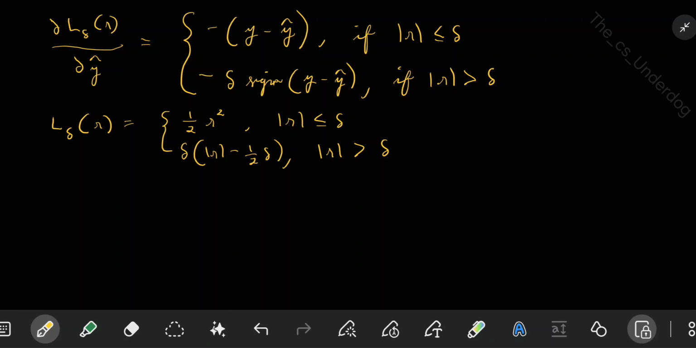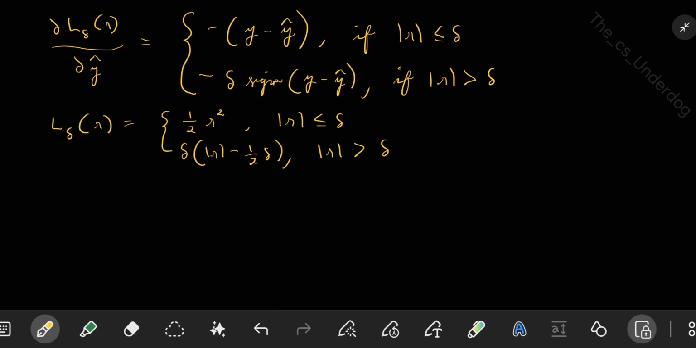So first of all, let us take the first formula. In that case, we are going to find the derivative with respect to R first. Actually, we want to find del L delta by del Y cap. This is the requirement. So first I'll take the derivative with respect to R, then we'll use the chain rule and find the final derivative.